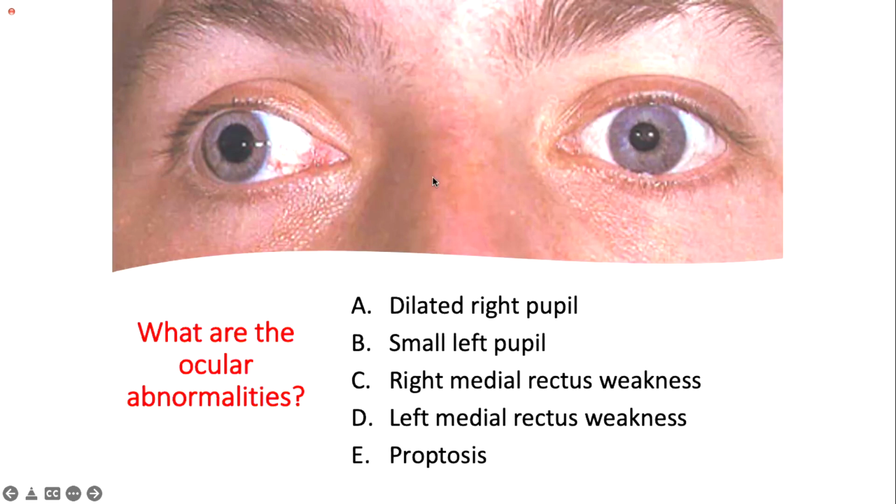So you cannot diagnose proptosis on a picture. Therefore, proptosis cannot be true. Okay. So the correct answers are a dilated pupil on the right side.